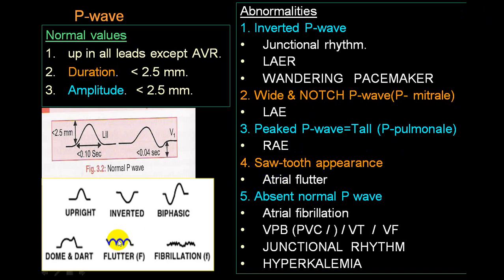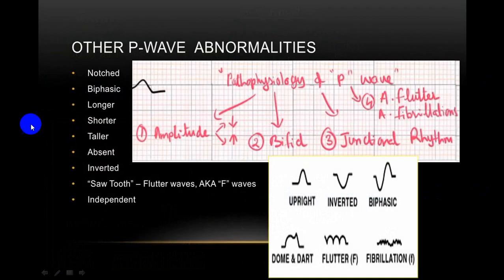Sawtooth appearance like this you can get in atrial flutter, and you can get a fibrillatory wave in case of atrial fibrillation. And P wave will be absent in ventricular premature beat, ventricular tachycardia, ventricular fibrillation, in some cases of junctional rhythm, also in case of supraventricular tachycardia, in hyperkalemia. In all these conditions, P wave will be absent. Now, these are some of the conditions where you can have an abnormal shape of the P wave. We have already given you some of the cases, but we'll be talking about all those conditions regarding an abnormal shape, and we'll be showing you some of those ECGs.